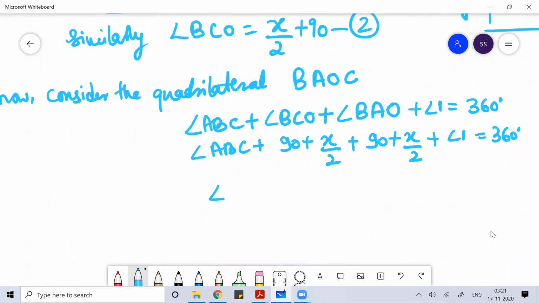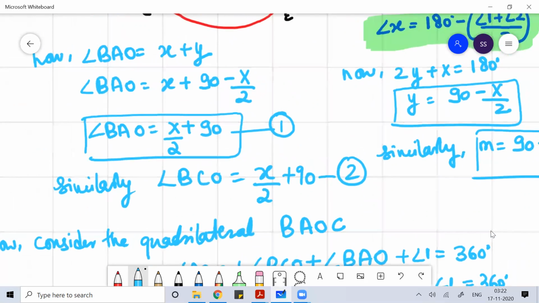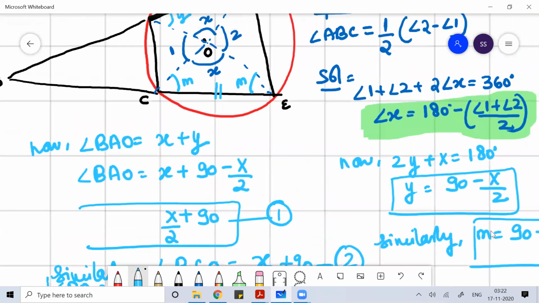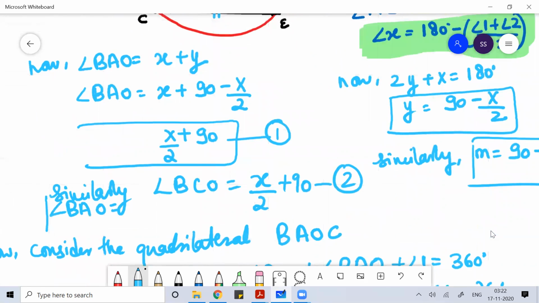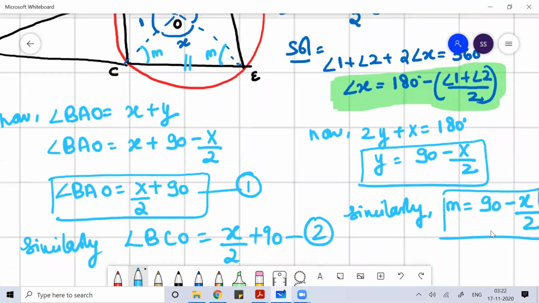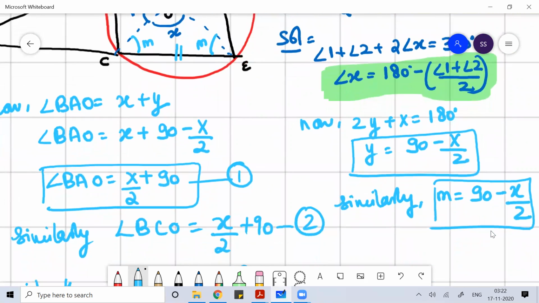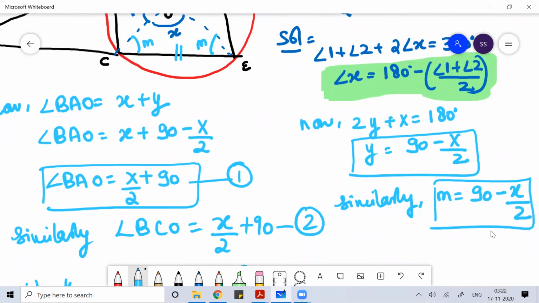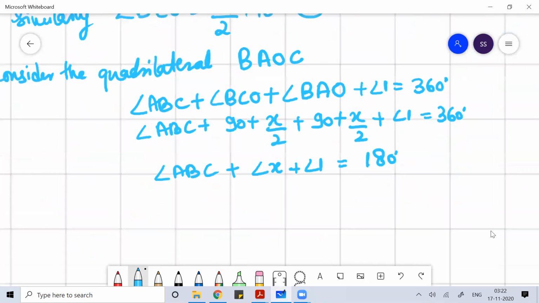So angle ABC plus x, so this is angle x plus angle 1, that is equal to 180 degrees. Now you know the value of angle x. So angle x is 180 minus angle 1 plus angle 2 by 2. So this was angle x.